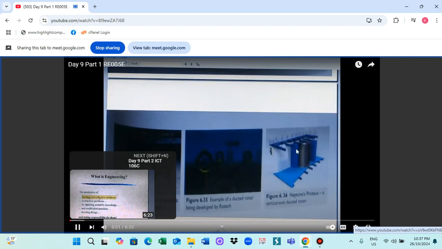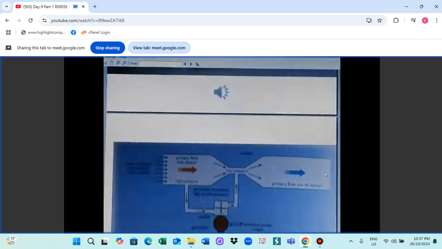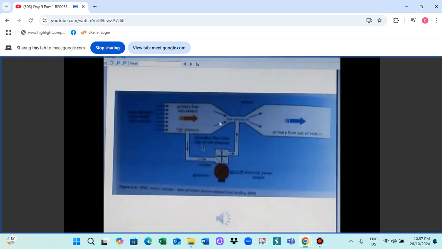This diagram shows the typical construction of tidal wave generators. So this one is a high pressure and then low pressure type. In this case, the high pressure passes through, rotates the turbine, and then low pressure. So this turbine will rotate and the generator will generate and the electricity is produced.